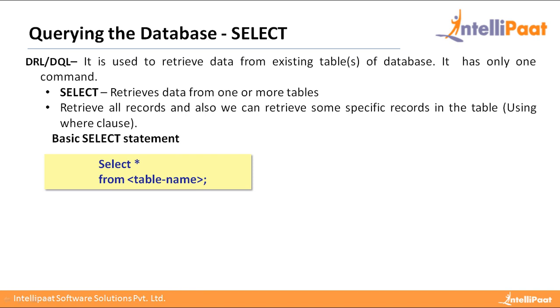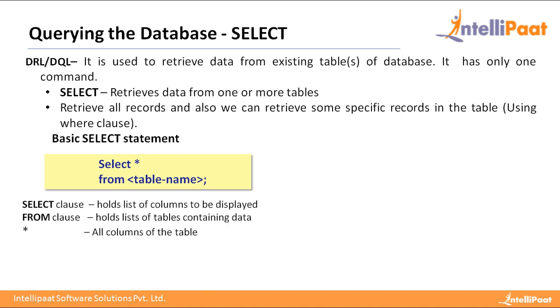What is the very purpose of a select clause? The select clause holds the list of all the columns that are to be displayed in the output, and the from clause holds the list of all the tables containing the data. The star over here represents all the columns that are present in the table.